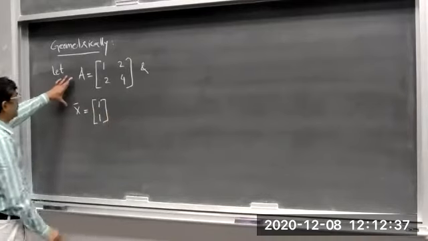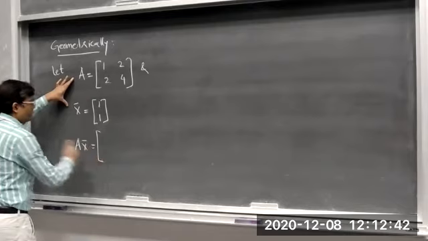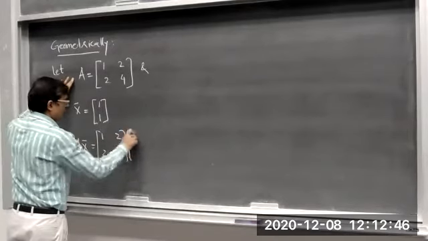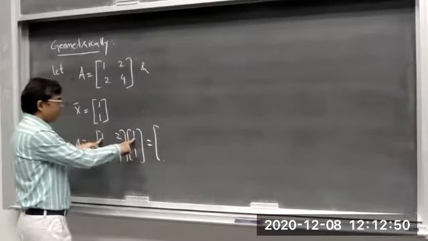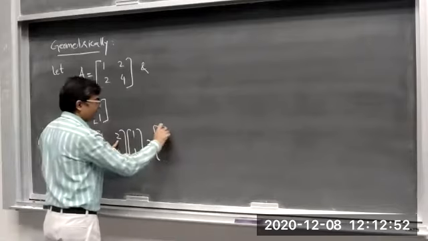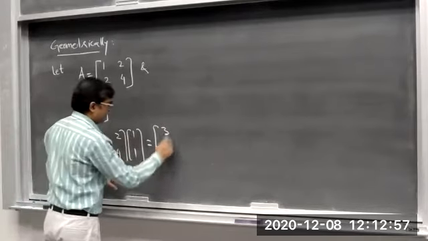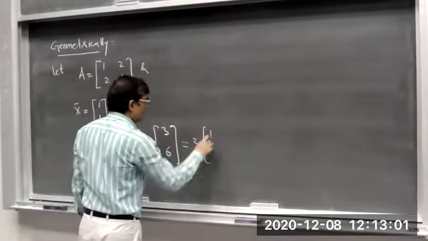If we multiply these two things, A times X, what do we obtain? [[1, 2], [2, 4]] times (1, 1). What do we get here? 1 into 1 plus 2 into 1, it is 3. And 2 into 1 plus 4 into 1, it is 6. What do we obtain here? 3 times (1, 2).